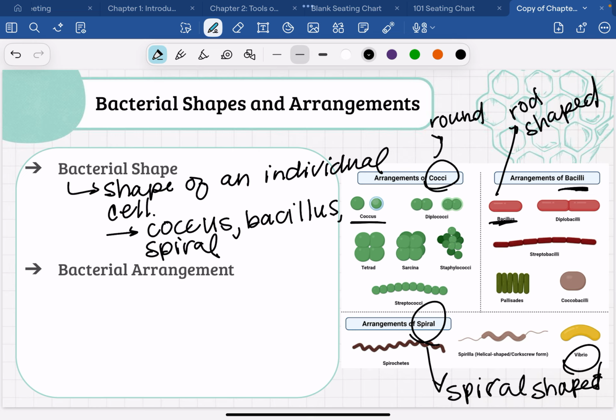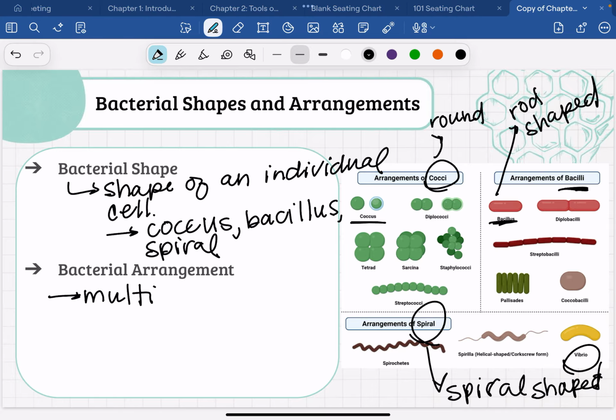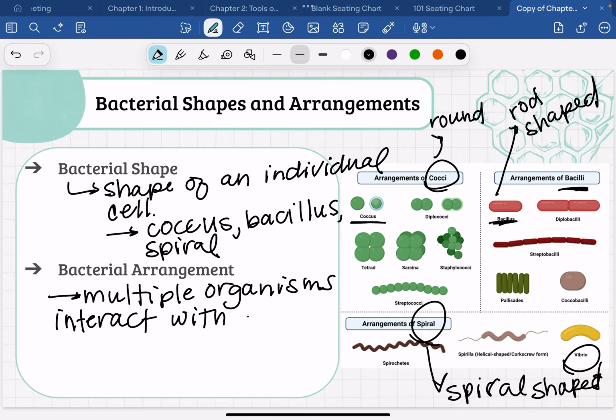Okay? So shape is the shape of an individual cell. And arrangement is the way multiple bacteria or multiple organisms interact with each other. It's how they form groups. And sometimes bacteria don't have an arrangement. Sometimes they don't like having friends, and they're by themselves, and they don't have an arrangement.